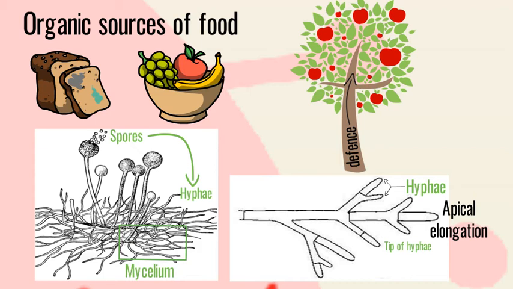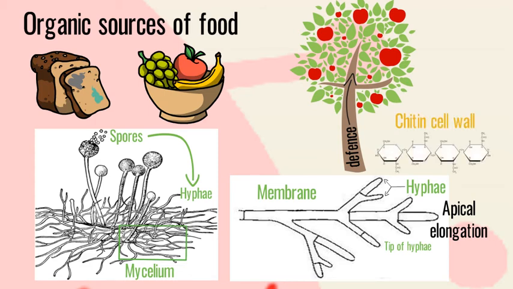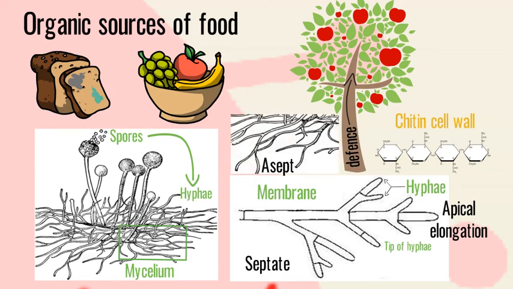Although mycelium can be seen with the naked eye, hyphal cells are microscopic. These cells are surrounded by a plasma membrane and have a tough cell wall made of chitin. There are two different types of hyphae, septate hyphae and aseptate hyphae.